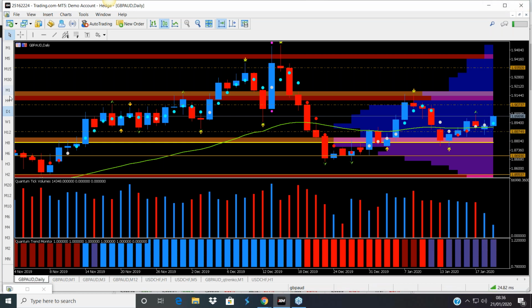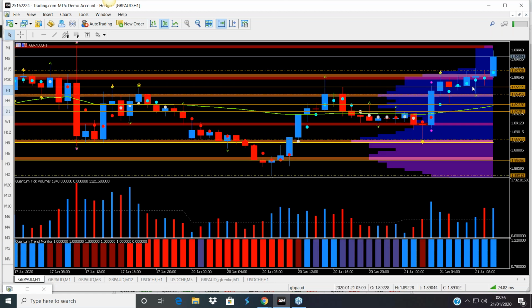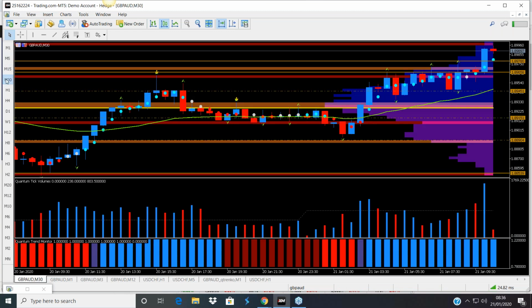The daily is too far out for me. Let's go back to the hour. This is the hourly chart. Again, David said the pound is rising nicely. I really need to see some kind of target for the top of this.